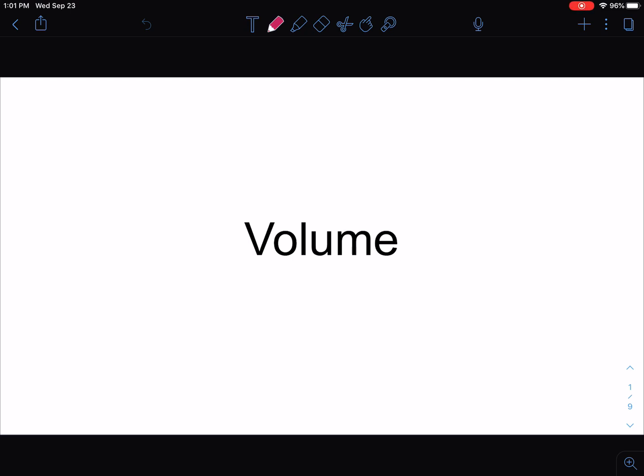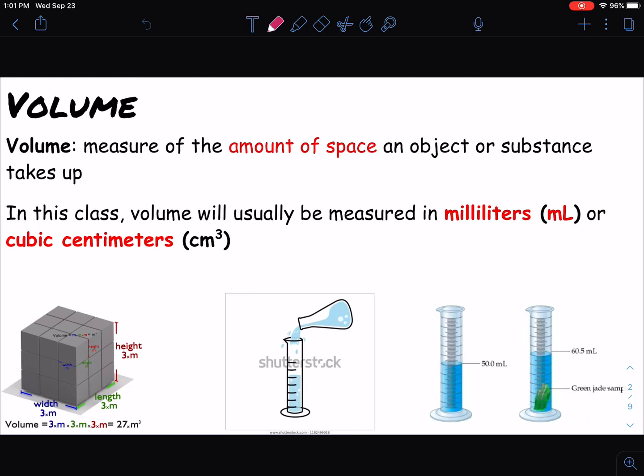For this video, we're going over this last little section as our introductory / review of material going into the chemistry year. And we're looking at volume. Now volume you probably studied before, but volume is just a measure of the amount of space an object or a substance takes up. So how much space it takes up.